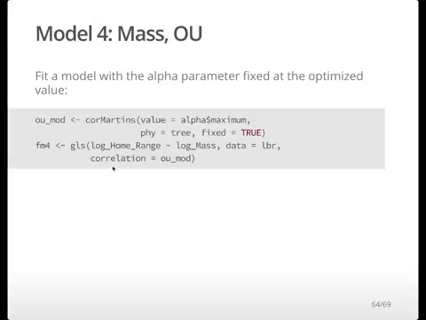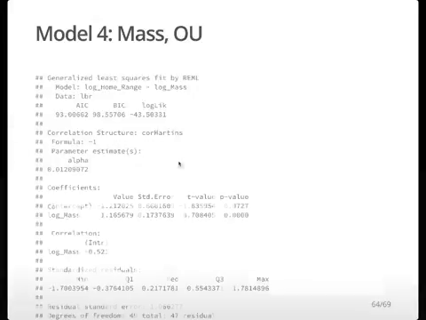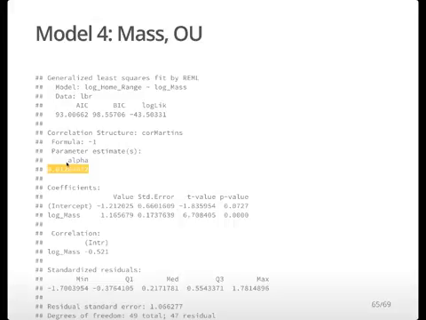All right, so we fit that. Again, we're just going to plug in OU mod down here. This is the other way to do it. Otherwise, it looks the same. So here's what it looks like. Here's our parameter estimate of alpha, which is fixed and not estimated. And so we get slightly different values for these coefficients, right? So it's not quite the same that we got for just a regular OLS-like model.